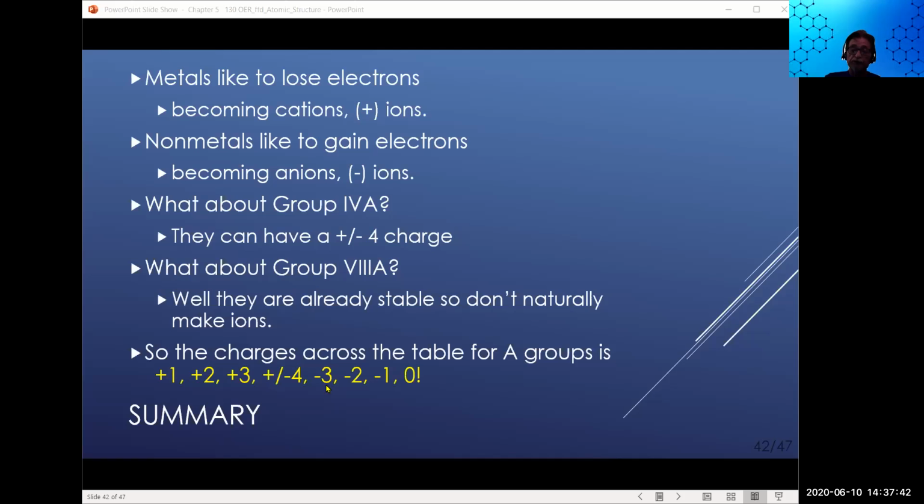So here are the charges across the periodic table, for Roman numeral 1 to Roman numeral 7. Well, in this case, 8. Nothing happens to the group 8 elements.